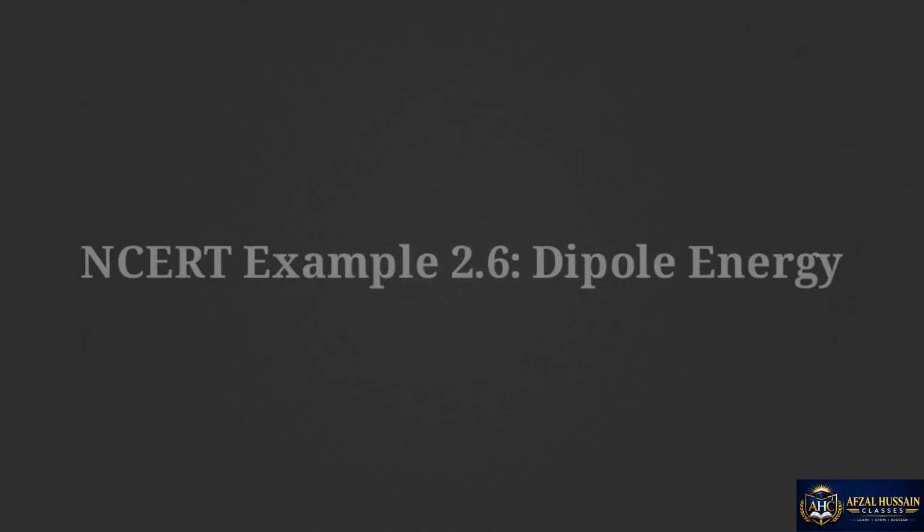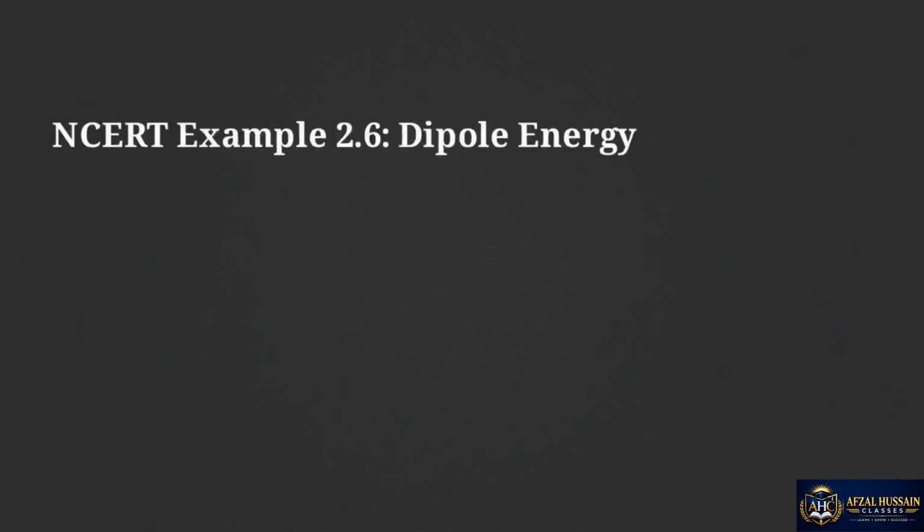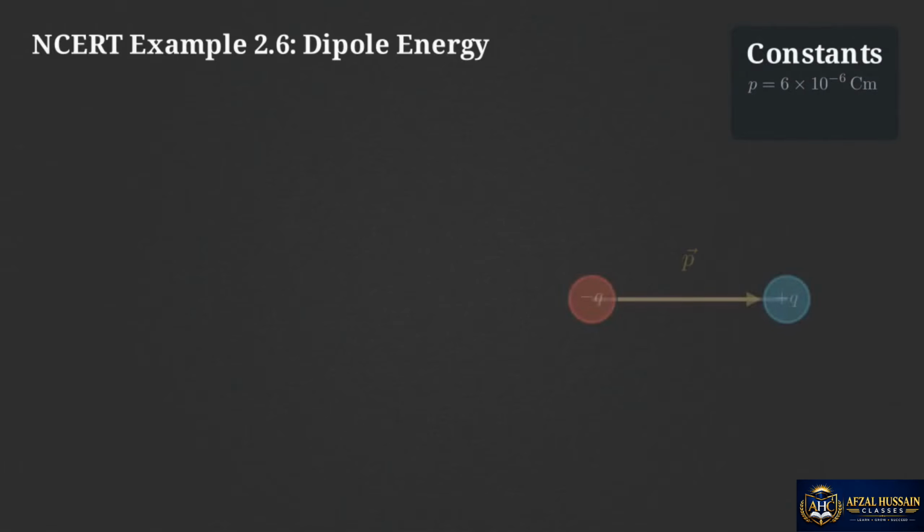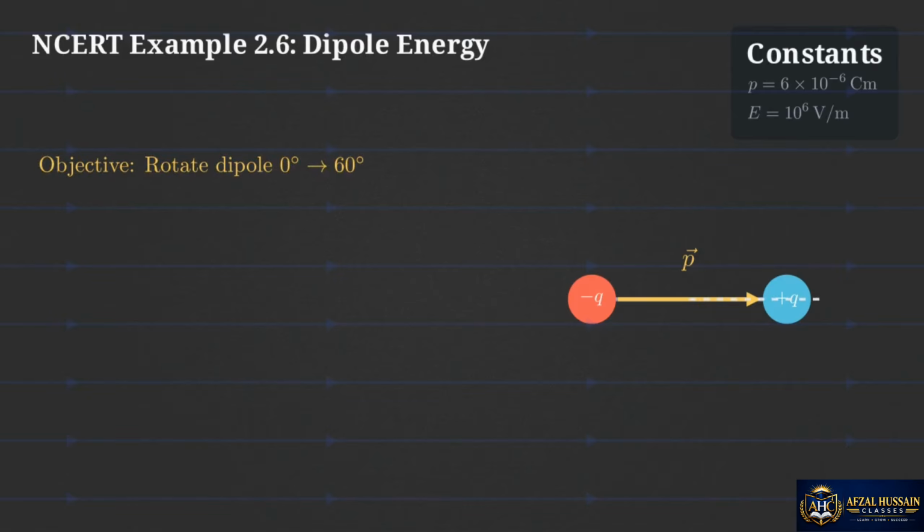Let's apply this to NCERT example 2.6. We have a set of dipoles with a total moment of 6 times 10 to the negative 6th coulomb meters in a field of 10 to the 6th volts per meter. The field suddenly forces the dipoles to rotate from 0 degrees to 60 degrees. First, we calculate the initial energy. At 0 degrees, the dipoles are aligned with the field. Plugging our values into negative pE cosine 0 gives us a starting potential energy of negative 6 joules.